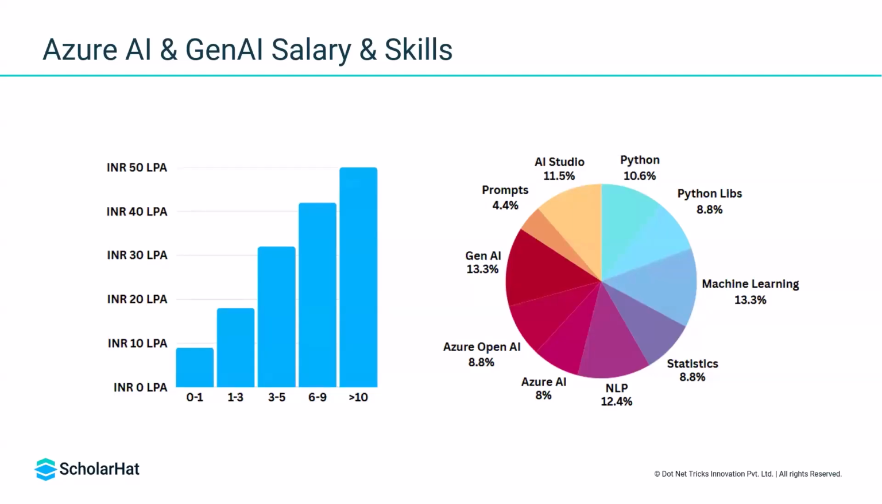So Python is a language everyone should use when integrating the AI layer or AI service. It can be a microservice, it can be a REST API. Just build the complete thing in Python. Then think about machine learning, statistics, NLP, Azure AI, OpenAI, Gen AI, prompt engineering, Azure AI Studio. These are the many things you need to learn. Simple.